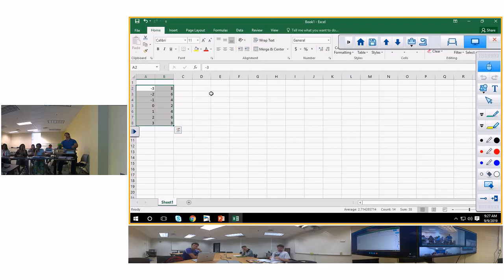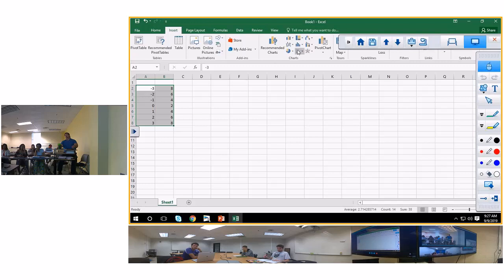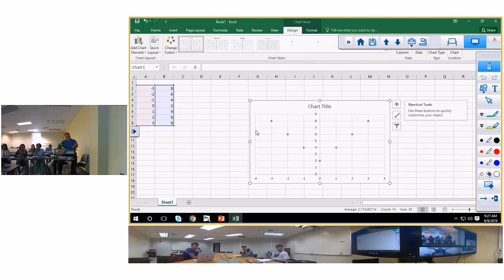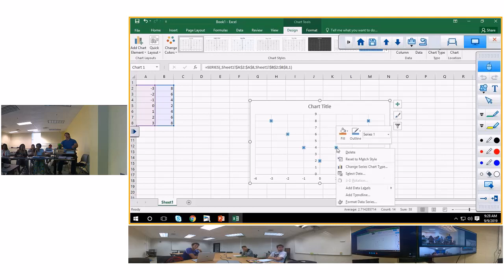Or you can hit insert and you can hit scatter plot and you feel good about yourself. Okay, it's not a parabola, but you know what I'm talking about. That's what it looks like, okay? So that's a good test question.